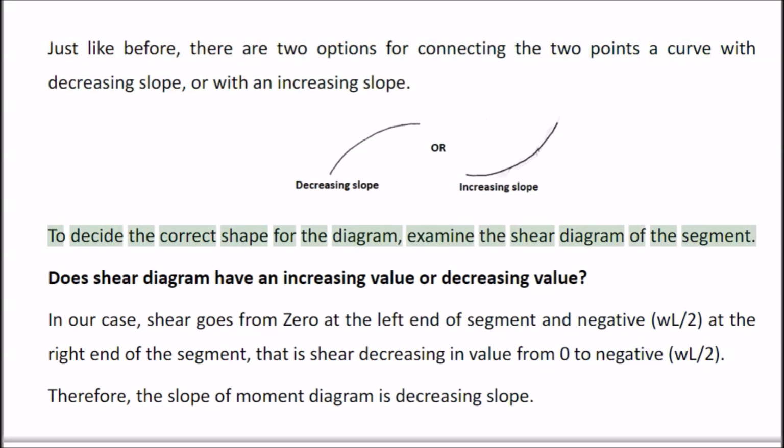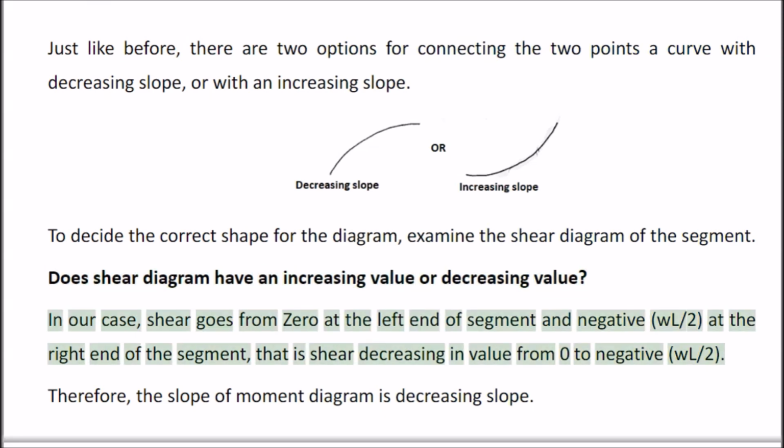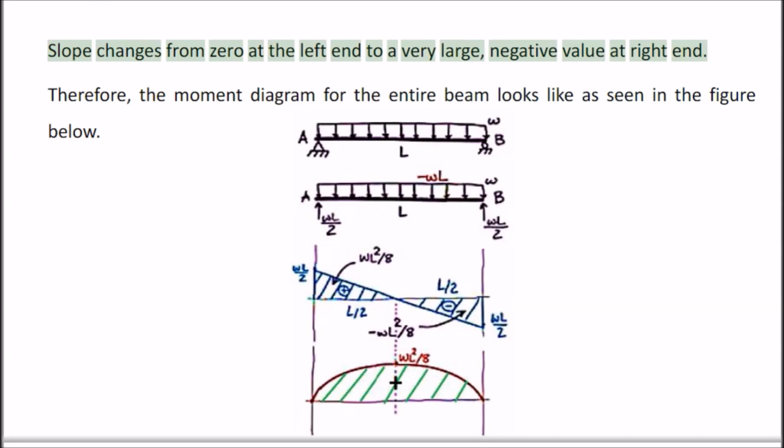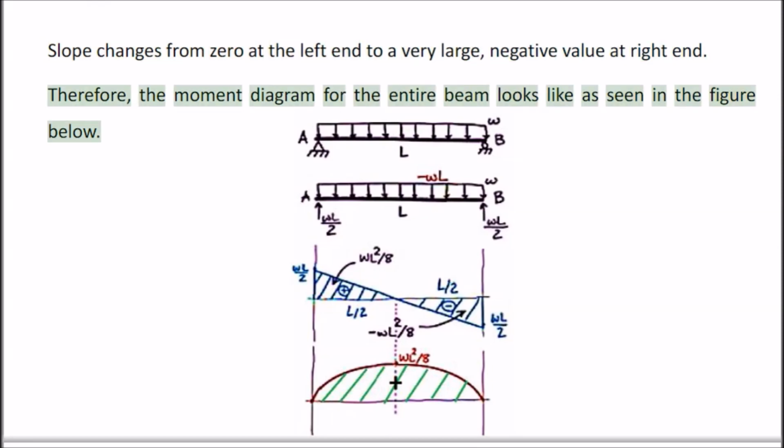To decide the correct shape for the diagram, examine the shear diagram of the segment. Does the shear diagram have an increasing value or decreasing value? In our case, shear goes from 0 at the left end of the segment to negative WL/2 at the right end, that is, shear is decreasing in value from 0 to negative WL/2. Therefore, the slope of the moment diagram is decreasing. Slope changes from 0 at the left end to a very large negative value at the right end. Therefore, the moment diagram for the entire beam looks like what is seen in the figure below.